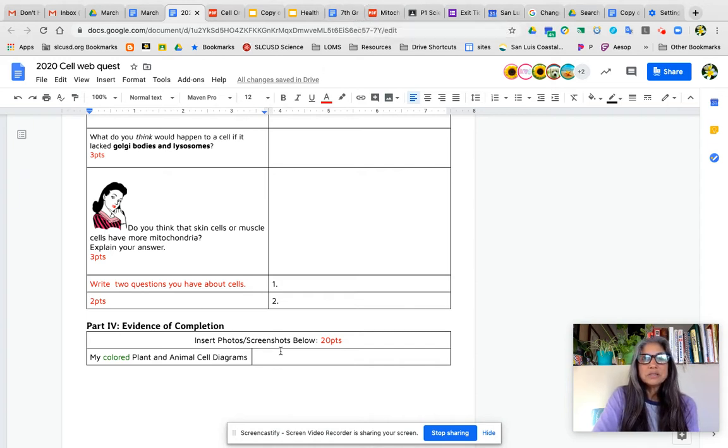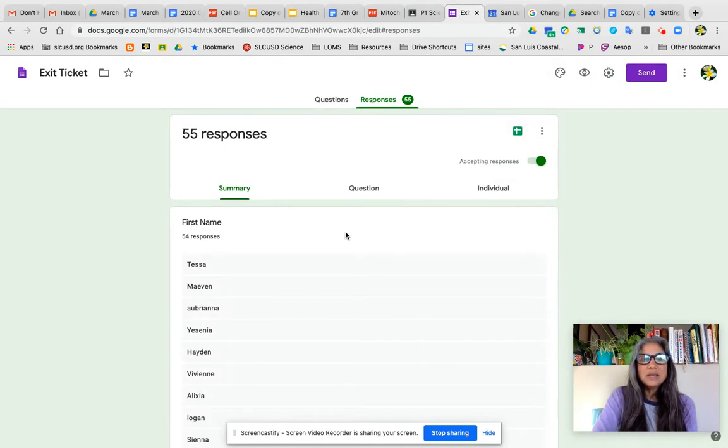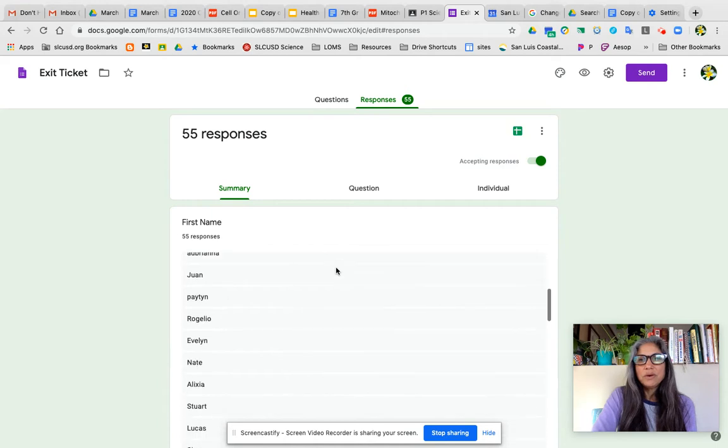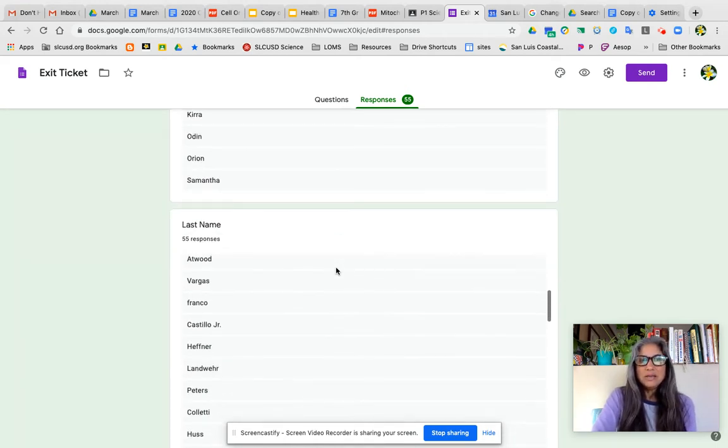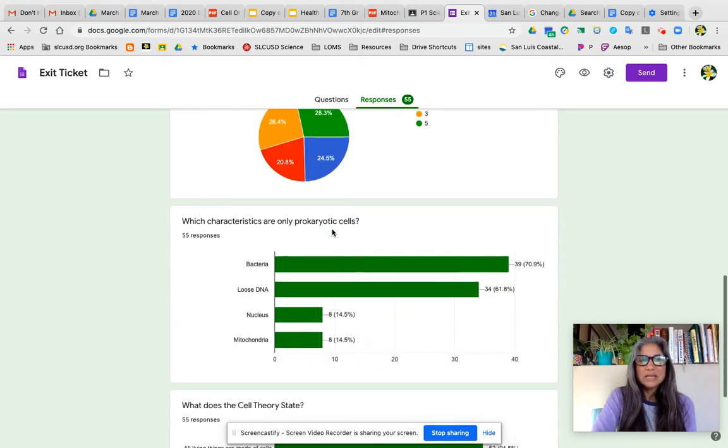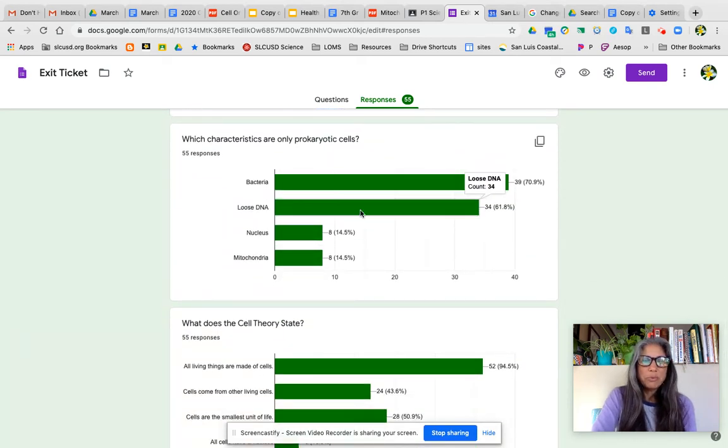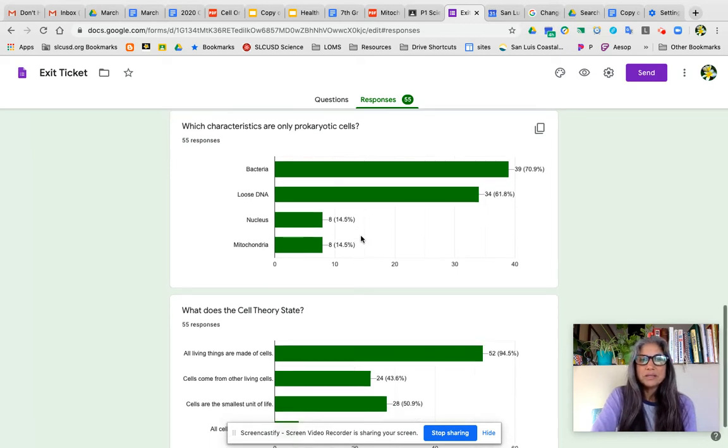Take a picture, stick it in there, and turn it in. I gave you guys an exit ticket yesterday, and it looks like I only got about 1/3 of my students responding. So make sure that you go ahead and do that. That's a graded couple of points here, just to make sure you understand the difference between prokaryotes and eukaryotes.